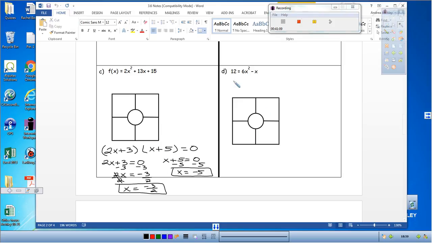Okay, this one you'll do the same thing. You're just going to subtract 12 from both sides because you need it equal to 0. So to make that equal to 0, you got to take away the 12. And if you do it to one side, you have to do it to the other. So you're going to get 0 equals 6x squared minus x minus 12. Can everybody factor this for me?